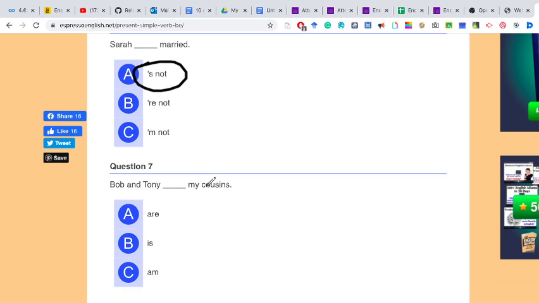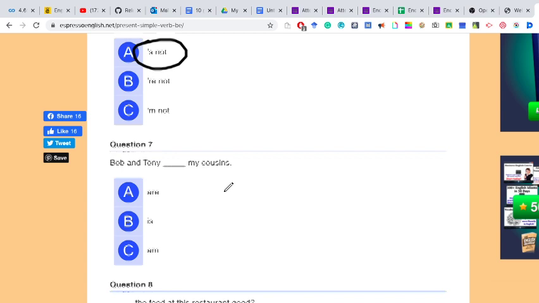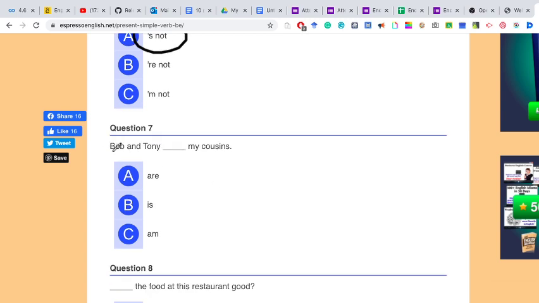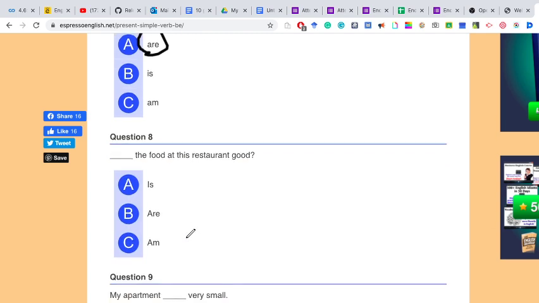Bob and Tani, my cousins. Bob and Tani are two people. With two or more people, we use are, is, or am. Absolutely, we use are. Bob and Tony are, because Bob and Tony is the same as they. So with they, we use are. Question 8.